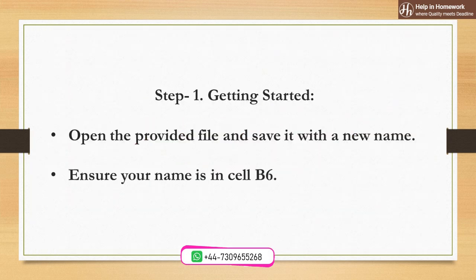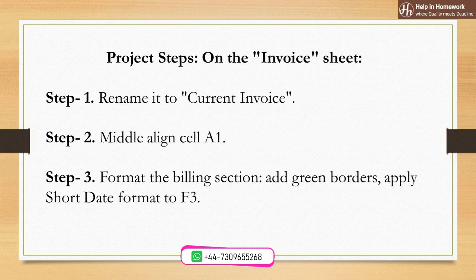Step 1. Getting started. Open the provided file and save it with a new name. Ensure your name is in cell B6. Project steps on the invoice sheet. Step 1. Rename it to current invoice. Step 2. Middle align cell A1. Step 3. Format the billing section. Add green borders. Apply short date format to F3.